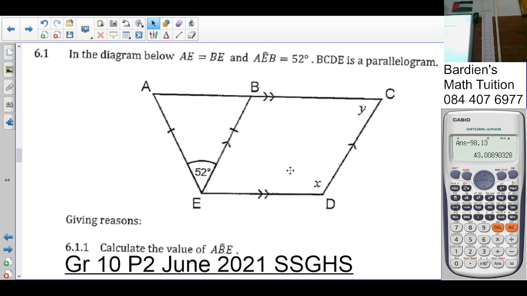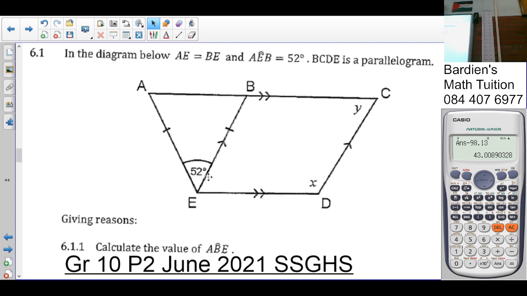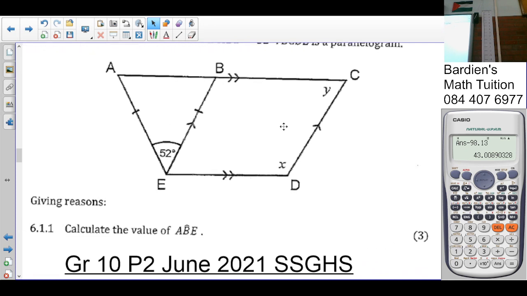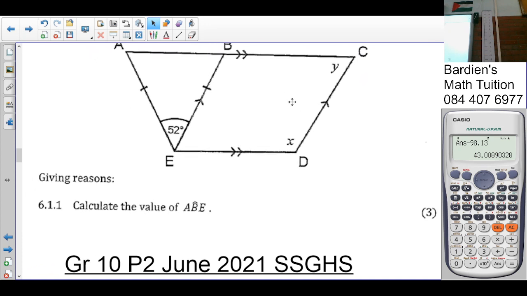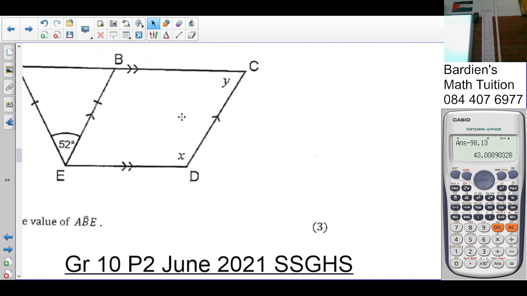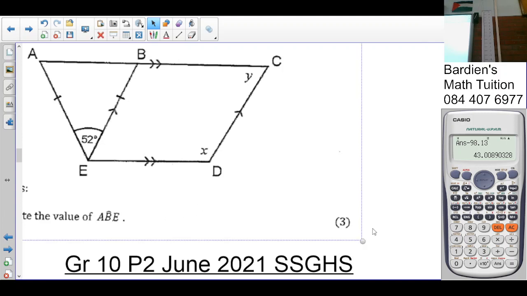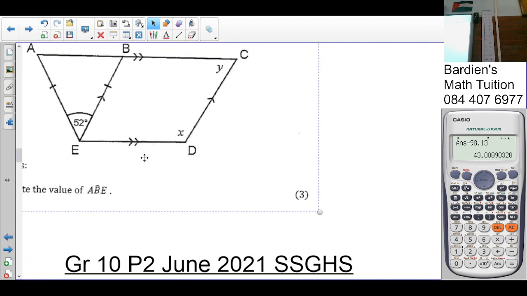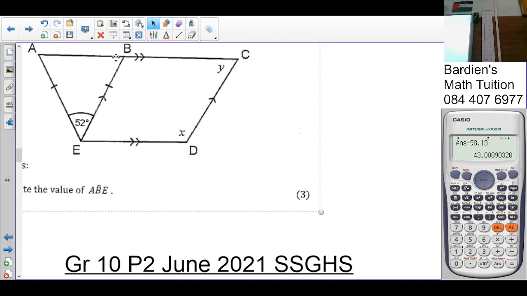Right, in the diagram below, AE is equal to BE. We were also told that angle AEB is equal to 52 degrees. BCDE is a parallelogram. So all parallelogram properties are evident here now. I'm not going to list them, you should know them by now. Giving reasons, calculate the value of ABE, this angle here.